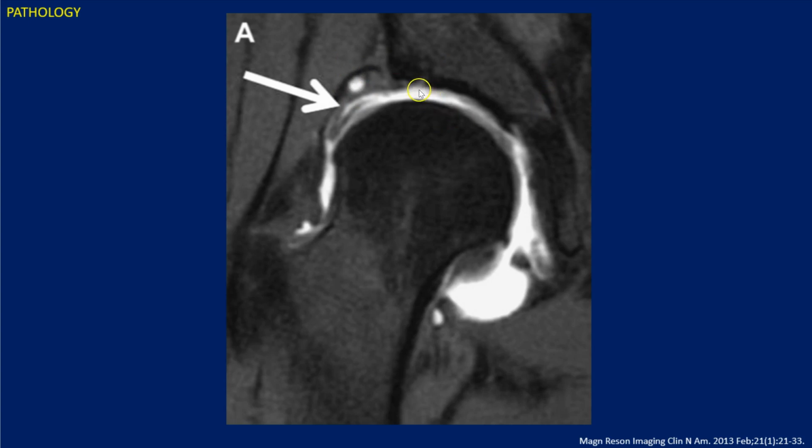When that's visualized, make sure to go evaluate the adjacent hyaline articular cartilage. In this case, there's extensive thinning of the hyaline articular cartilage here and over here compared to here, not unsurprising considering the degenerative nature of the labral tear.